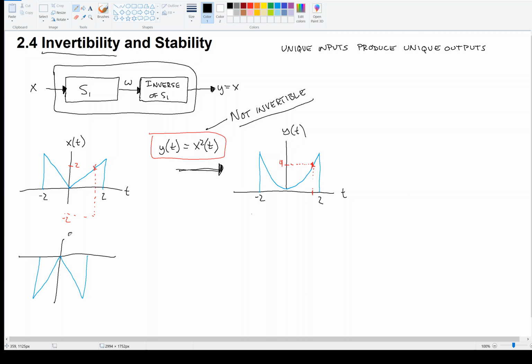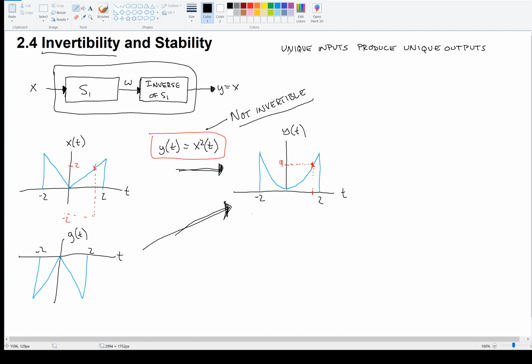Call this g of t. Okay, 2, -2. If I were to put this signal, g of t, into the squaring system, then the negatives become positives when you square it, and this also gives me this output. So just by observing this output, I don't know if I got x of t, or if I got g of t, or if I got something different at the input.